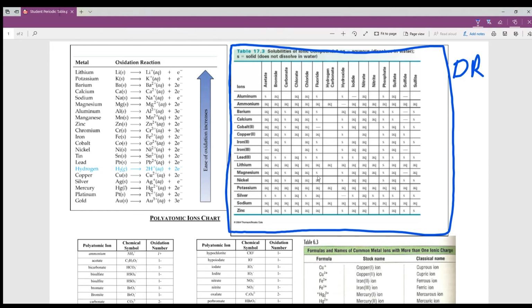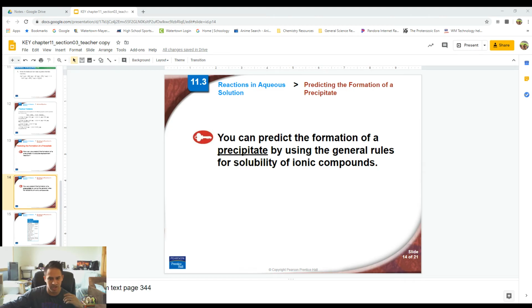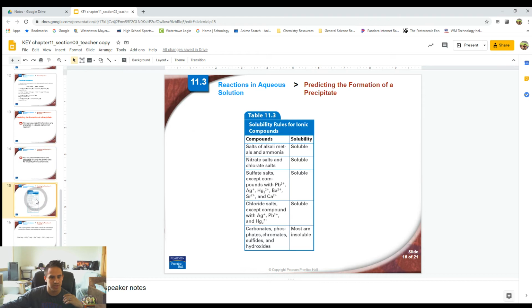So you need one of these to be a solid, and if you do form a solid, then the reaction is going to happen. Okay, so we're going to use a solubility chart. They have a little smaller version of that chart right here, but use the one on the back of your periodic table.